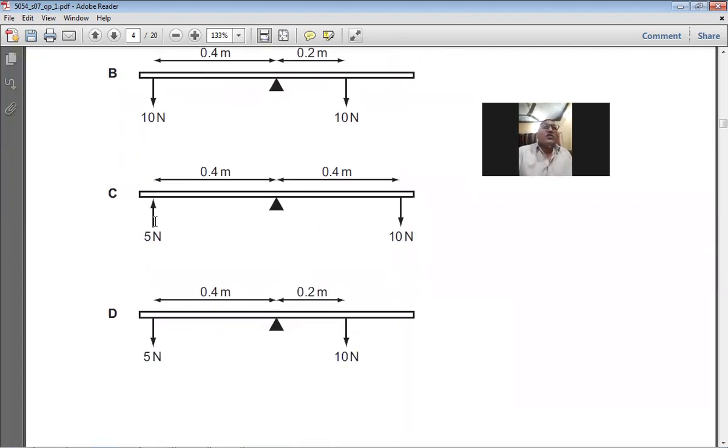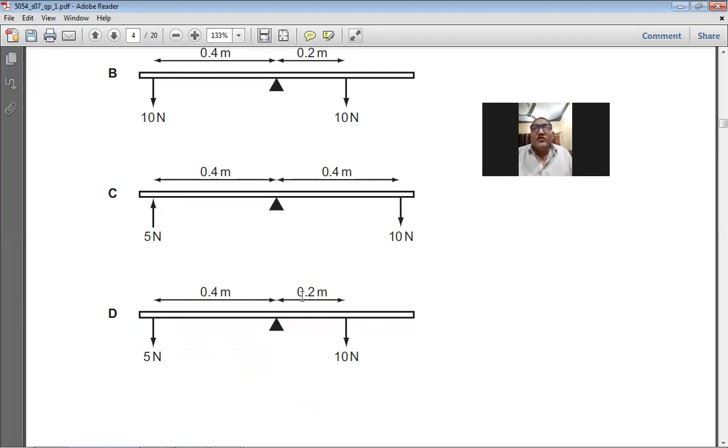Okay, now look at the C. This force is trying to produce a clockwise turning effect about this pivot. This force, which is acting downward, is also trying to produce a clockwise turning effect. So they cannot balance each other. In the D choice, this force is trying to produce a clockwise turning effect, and this force on the left side is trying to produce an anti-clockwise turning effect. They might balance each other.